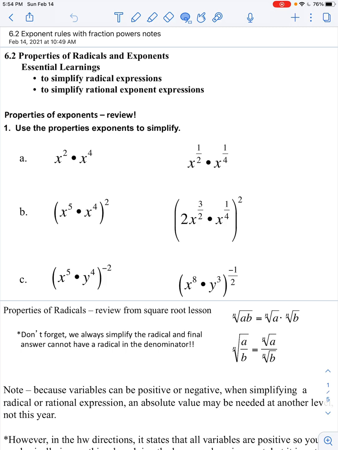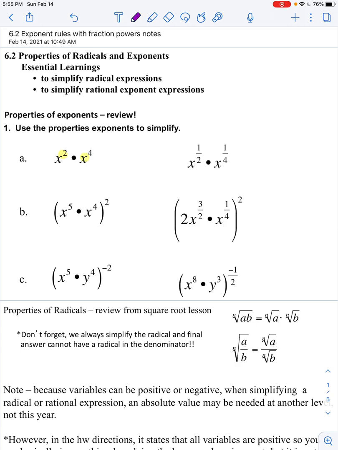So here's the scoop. We are looking at 6-2, and we are talking about properties of radicals and exponents. We actually learned these rules before, but we're going to reapply them now that we know how to manage fraction powers. So it's going to take up more of your brain cells to apply these rules given fractions.